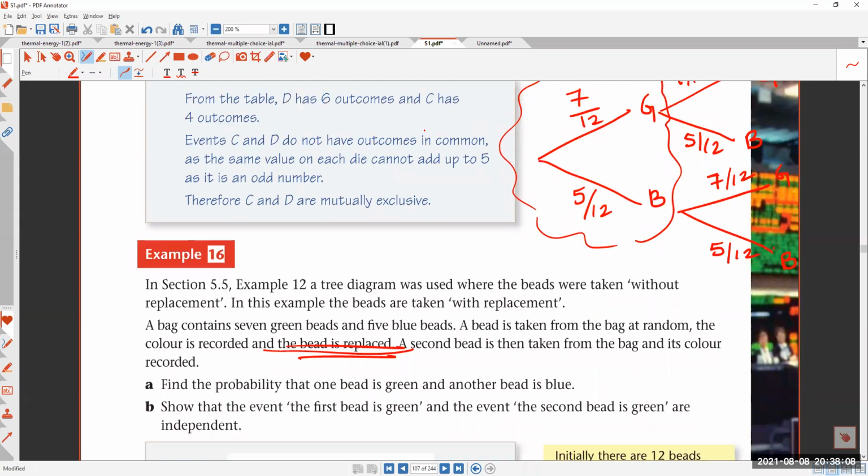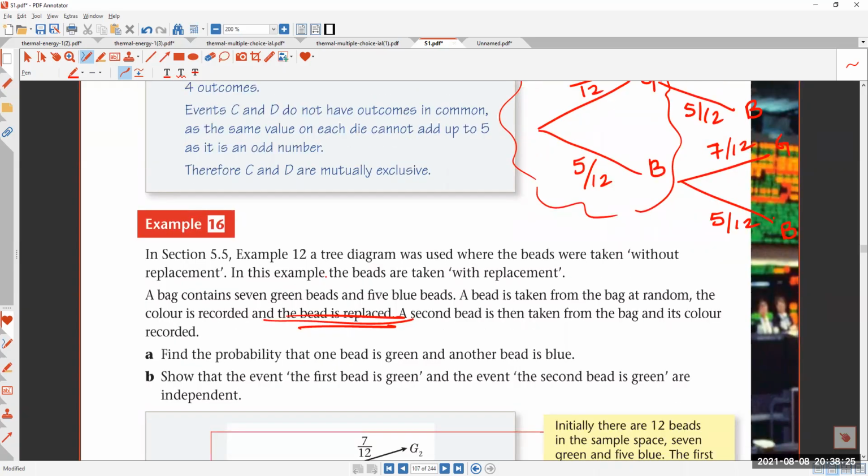Okay, they are saying show that the first bead is green and the second bead is green are independent. Now what does that mean? Independent means P(G1 and G2) equals P(G1) multiplied by P(G2). It means probability of G1 intersection G2 equals probability of G1 multiplied by probability of G2. You guys know this, na? That if independent.